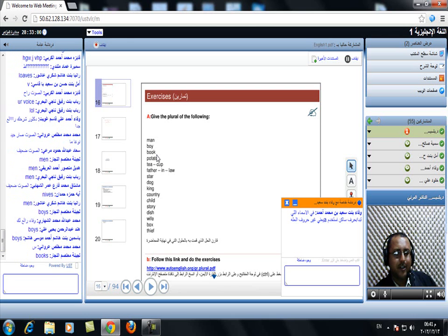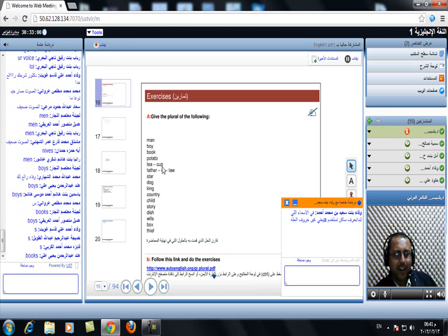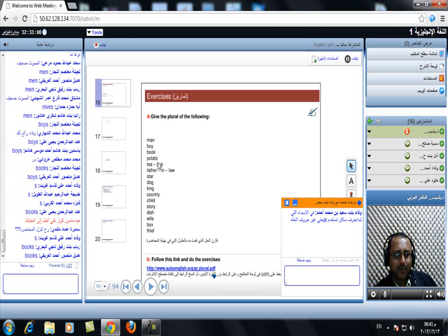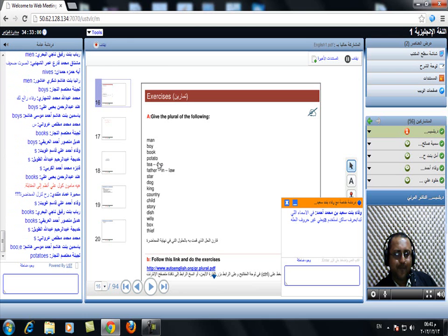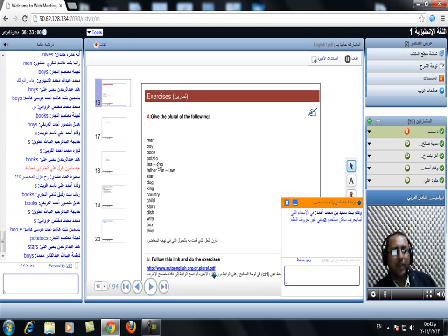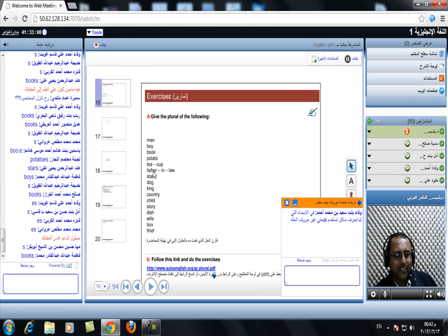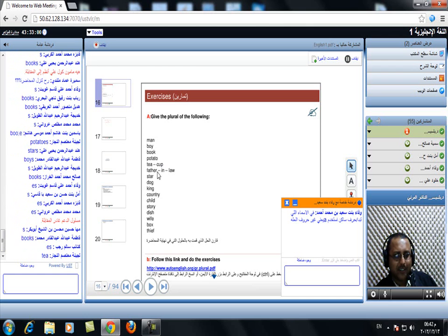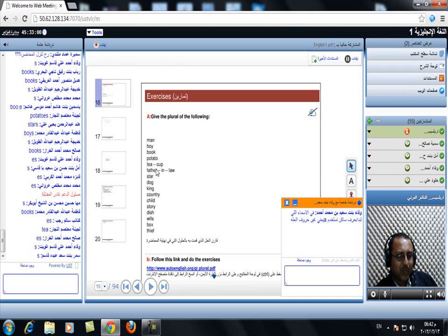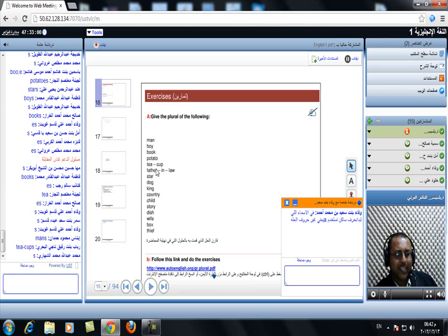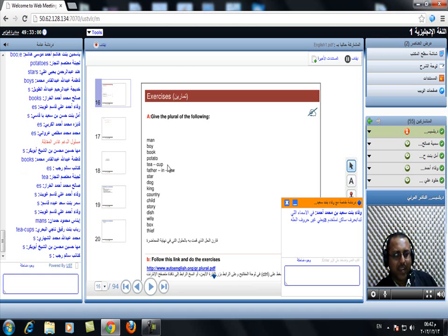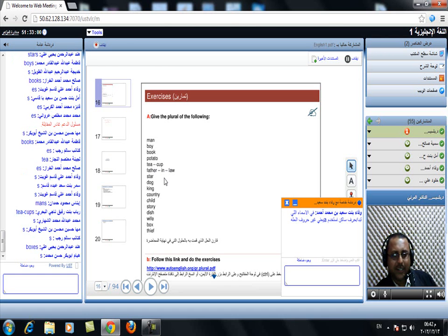Book, books. Yeah, then potato, potatoes, we have to add ES. Tea cup, how can we change it? Tea cups, so we have just to write an S at the end of the word cup.